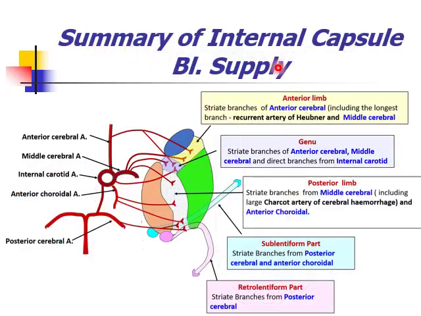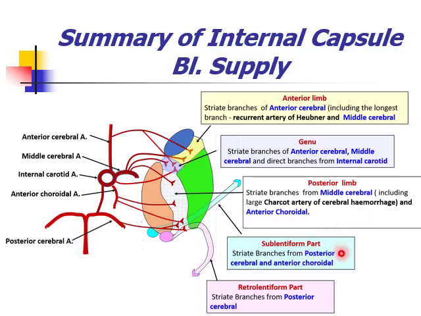This is the summary of the blood supply to the internal capsule. As you see, the anterior limb of the internal capsule is supplied by the anterior cerebral artery. The genu is supplied by the anterior cerebral and middle cerebral branches, direct branches from the internal carotid. The posterior limb is supplied by the middle cerebral through the Charcot artery of cerebral hemorrhage. We said that these arteries are more liable for the formation of aneurysms.